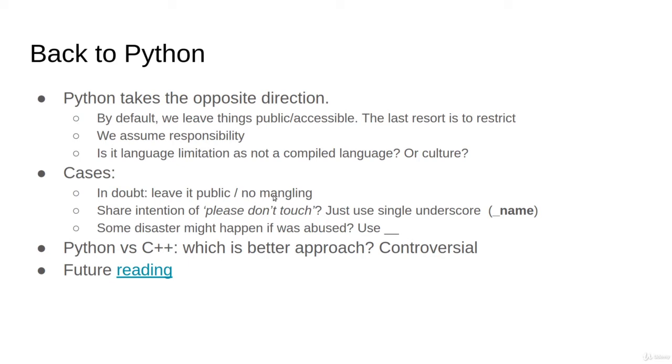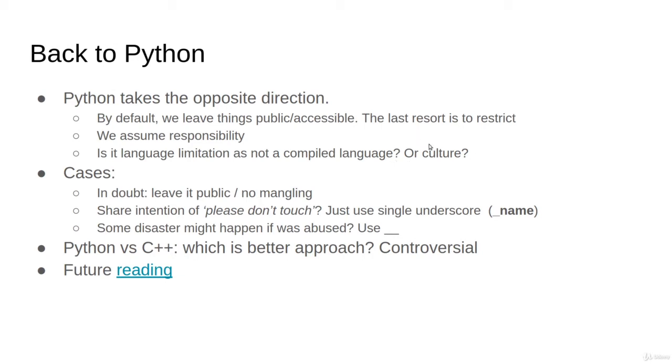But going back to Python, Python takes a very opposite direction to what is common in many programming languages. By default in Python, we leave things public and accessible, and we rarely try to restrict things unless there is a reason. In Python, we assume there is responsibility, that people will be responsible when they are dealing with our class. So they shouldn't try to corrupt our data, for example. There is some debate if it is really a language limitation, because the language isn't actually very strict like others, or it's more of culture.